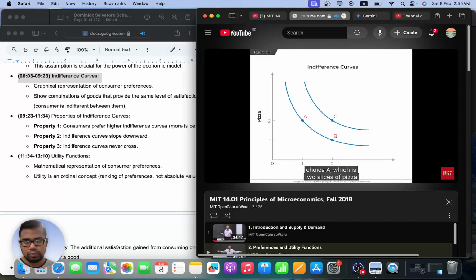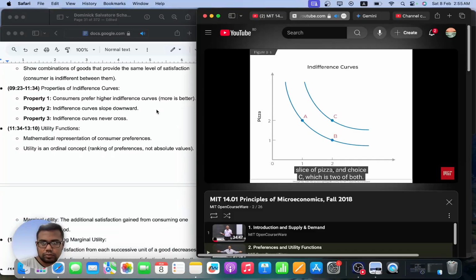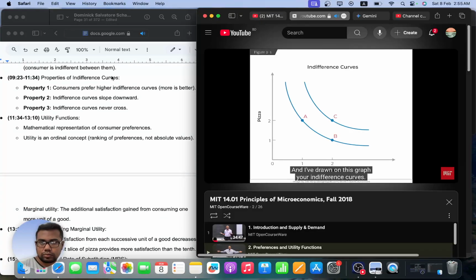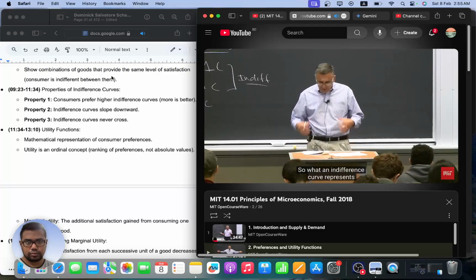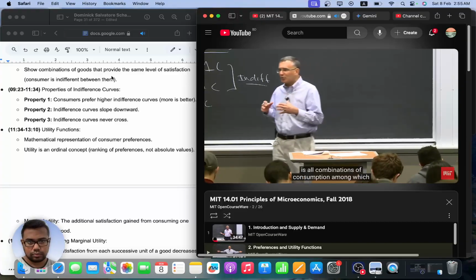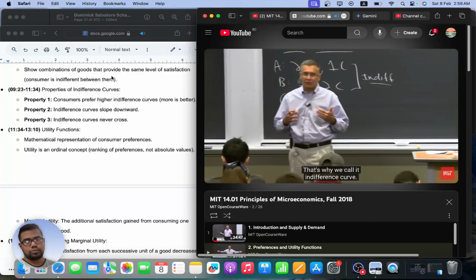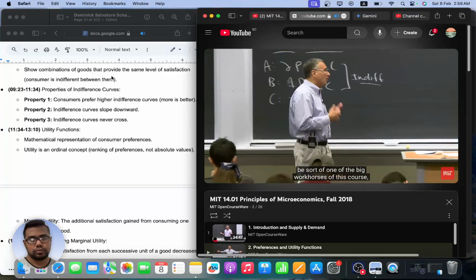Choice A, which is 2 slices of pizza and 1 cookie. Choice B, which is 2 cookies and 1 slice of pizza. And choice C, which is 2 of both. And I've drawn on this graph your indifference curves. There's one indifference curve between A and B, because those are the points among which you're indifferent. So an indifference curve represents all combinations of consumption among which you are indifferent. That's why we call it an indifference curve, which will be one of the big workhorses of this course.